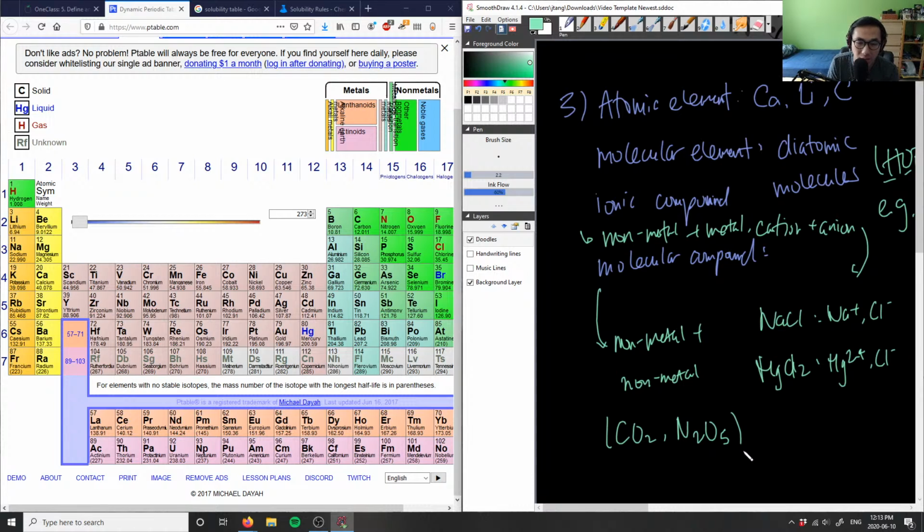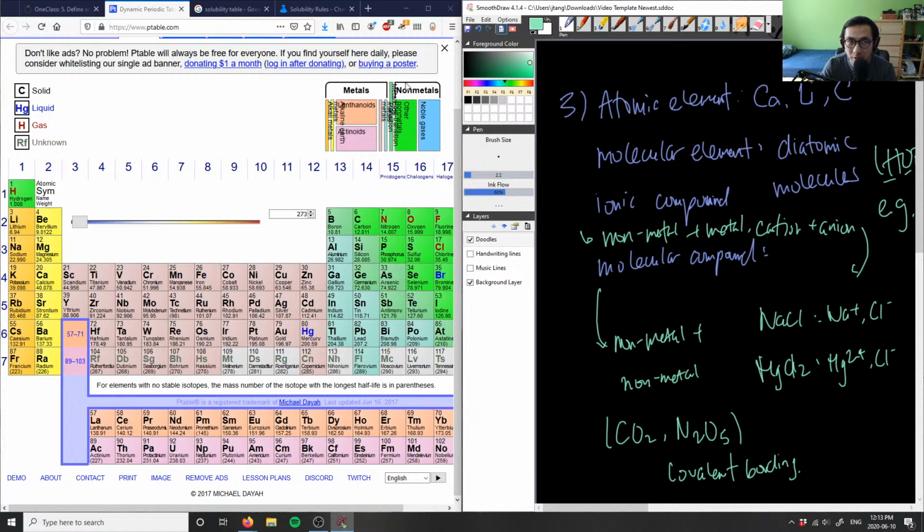N2O5 would be another one here. This is dinitrogen pentaoxide. And these guys are reliant on covalent bonding, so they share electrons within the compound here, and typically it's a nonmetal plus a nonmetal.